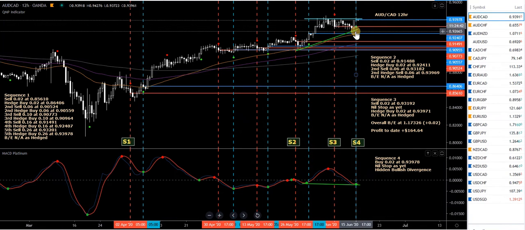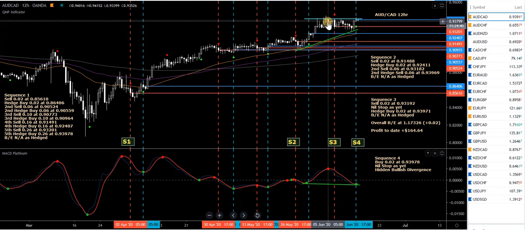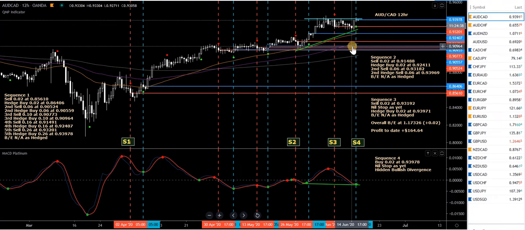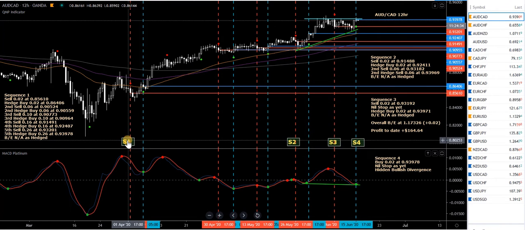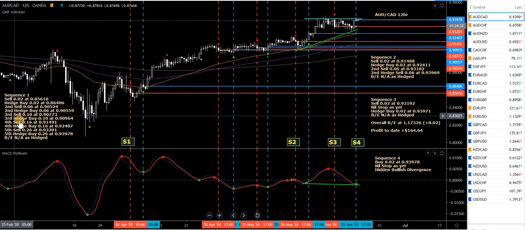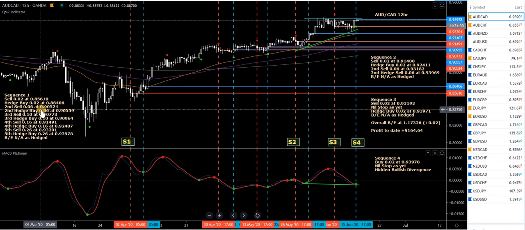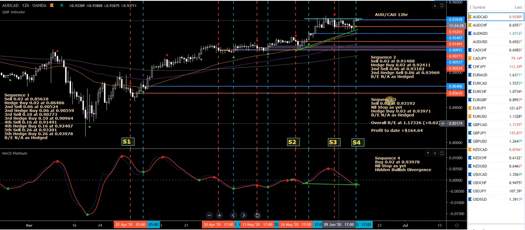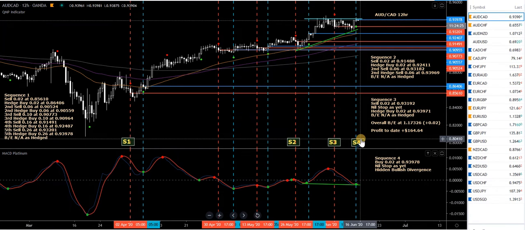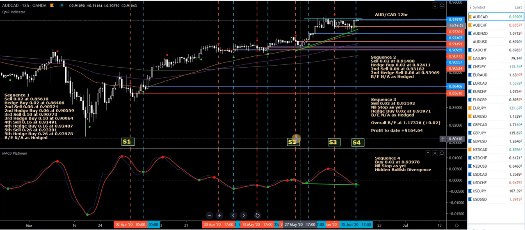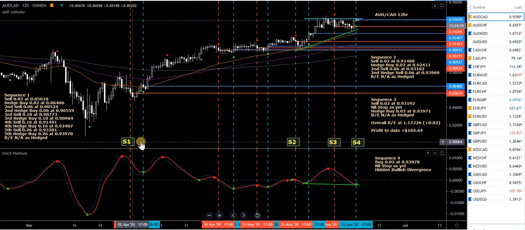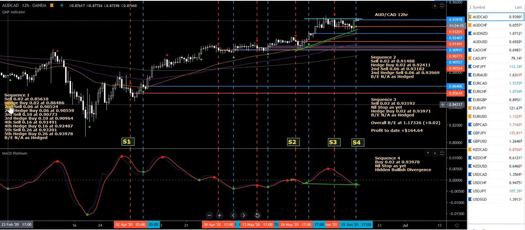Basically today I got a new buy signal here. I don't particularly like it as a buy signal, but it's a valid one. I have to take it. So sequence 1, you can pause the video, read my notes, but S1 stands for sequence 1, S2 sequence 2, S3 sequence 3, S4 sequence 4. So where it's marked on the chart, that's where the sequence actually starts.